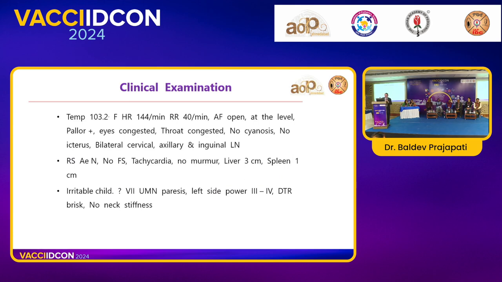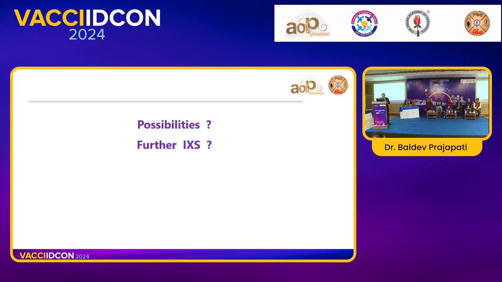Okay, now on examination. In spite of all the antibiotics, 103 fever, mild tachycardia, tachypnea, anterior fontanelle at level, pallor, eyes congested, axillary, inguinal, cervical, all lymph nodes. No murmur, irritable child. The child had a query 7th nerve palsy, but definitely power was decreased on the left side and DTRs were brisk, with no neck stiffness. To save time, I will provide the investigations: CSF sugar 45, protein 120, cells only 20, MRI brain reported as normal.